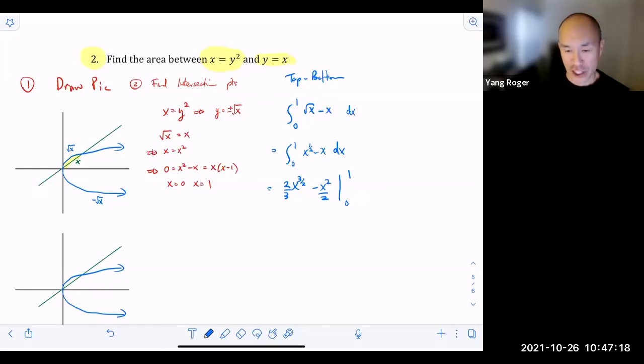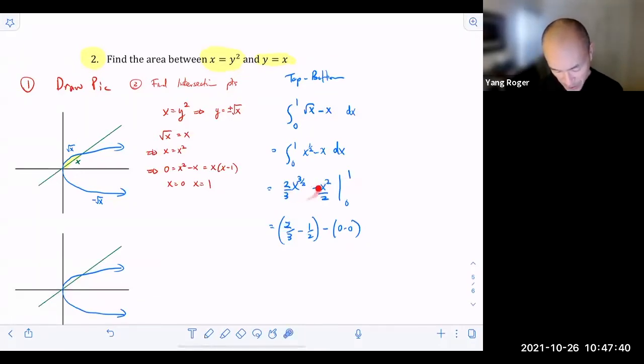Then we're just going to plug in the endpoints. So when I plug in the endpoints, I plug in a 1, I get 2/3. I plug in a 1 into the second term, I get 1/2. And then I get minus 0 minus 0. Do you have to write that? Not really, but I want to communicate the fact that I plugged in the 1 first, and it subtracted what I got when I plugged in the 0.